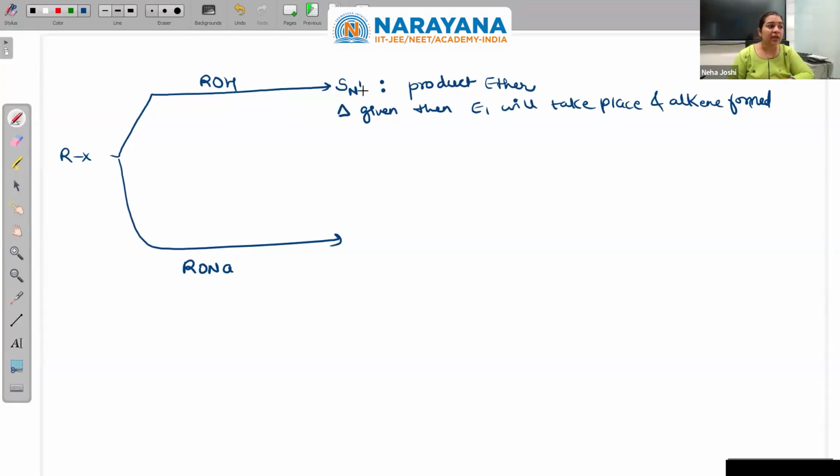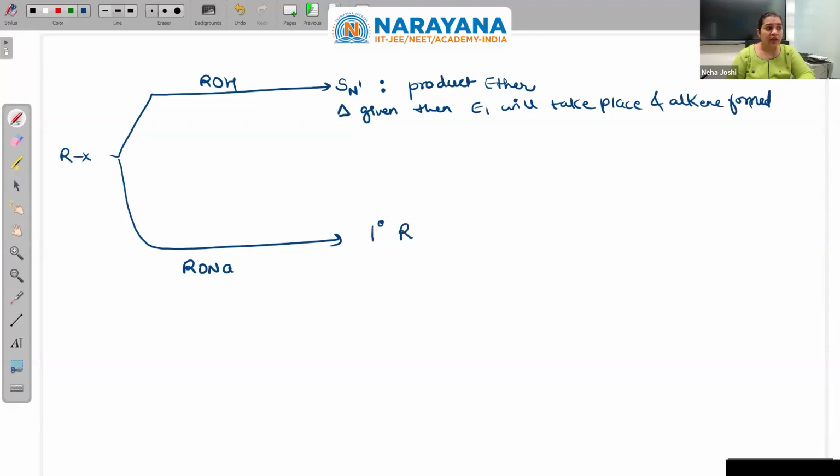Now again, when I say alkene will be formed, it entirely depends further on the stability of the alkene formed. The more stable the alkene, the better the reaction will be. Is that absolutely clear? See how to handle alcohol versus RONa. If we are given RONa, it is a much stronger base as compared to OH minus, so certainly the fear of elimination as compared to OH minus is now high.